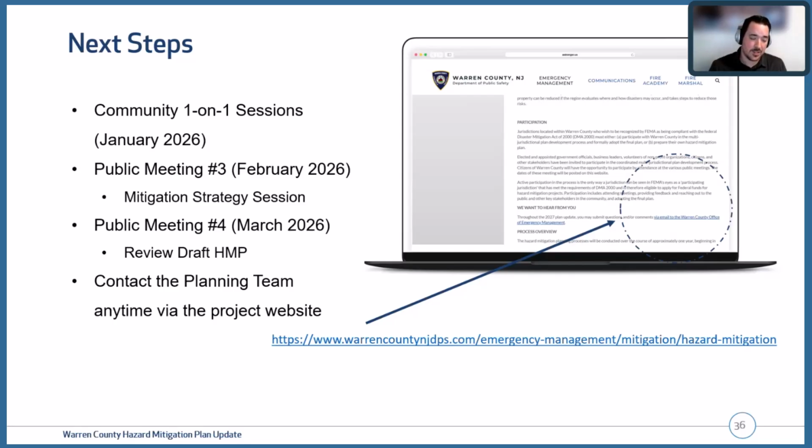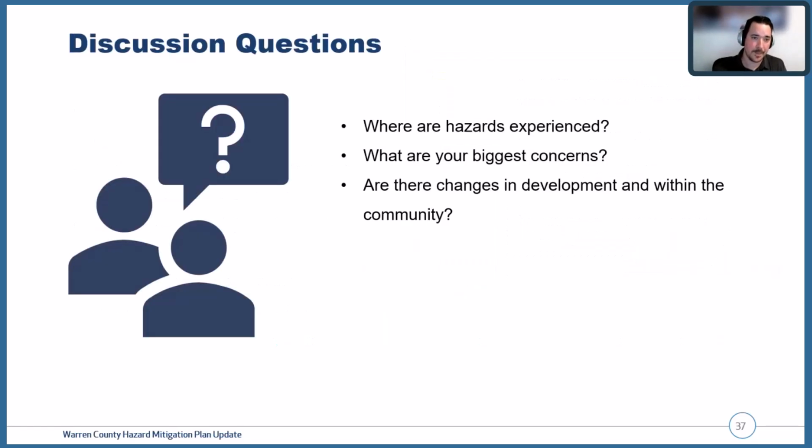We need that input to know what is happening in your community and what's being impacted. Our goal is to not sit over here and write this plan just based off of data. We need the information from you, so please make sure you share that with the planning team.